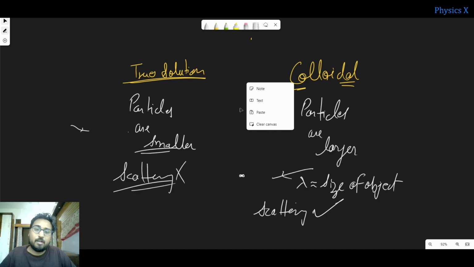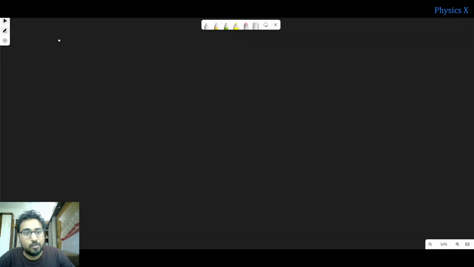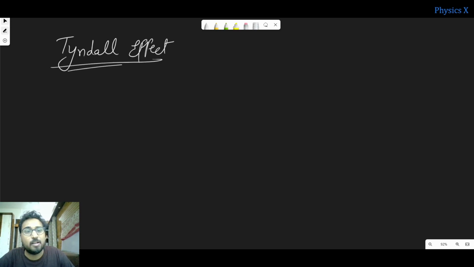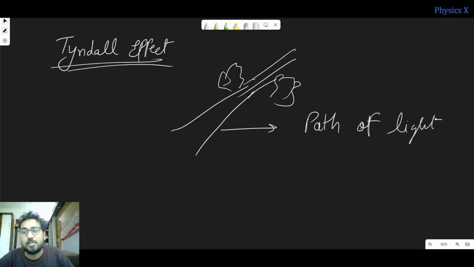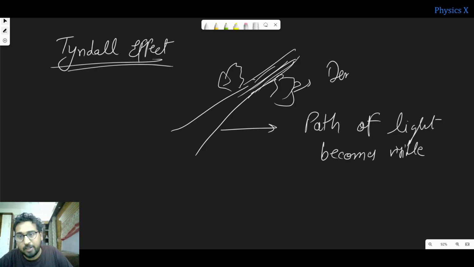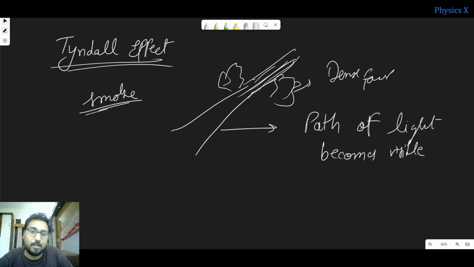Now let me tell you one thing. There is also the Tyndall effect. We have already seen this in the earlier class. So what is the Tyndall effect? When a ray of light passes through a dense forest, the path of light becomes visible. Suppose sunlight is passing through a dense forest. Due to the presence of smoke particles and other particles, what will happen?